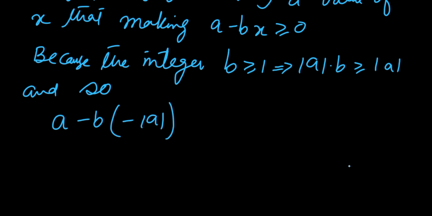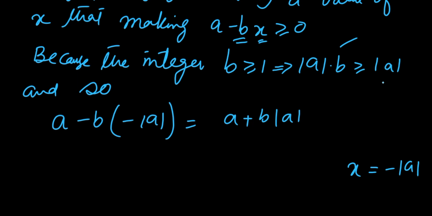Actually, I will choose the value of x equal to minus |A|. That will make the expression A minus bx greater than or equal to 0. So if we put x equal to minus |A|, this gives us A minus B into minus |A|, that is A plus B into |A|. From this inequality, |A| into B is greater than or equal to |A|. So this is greater than or equal to A plus |A|.